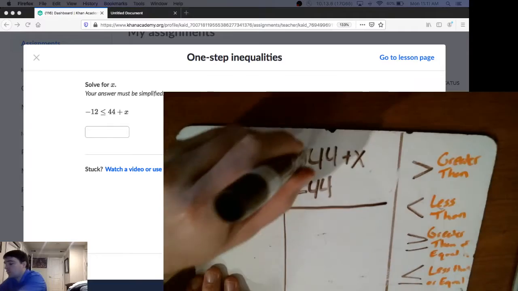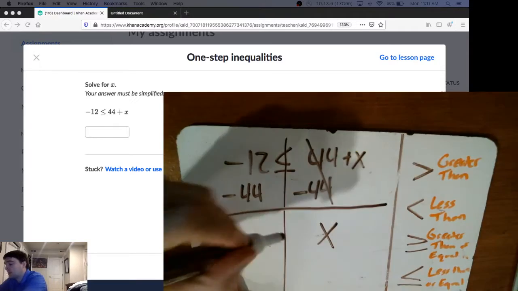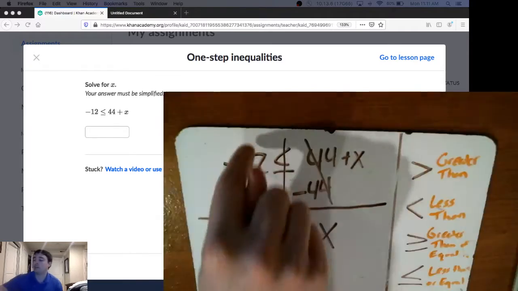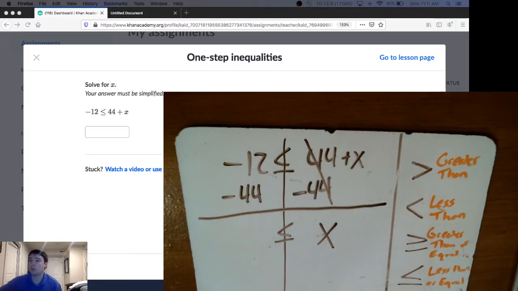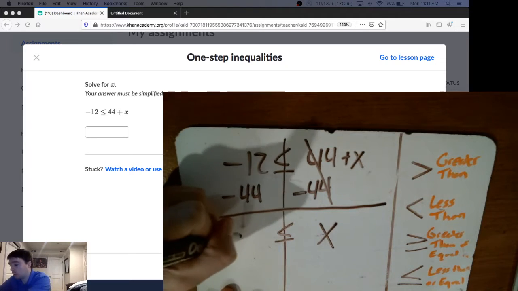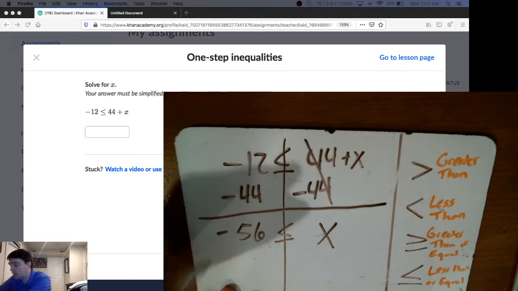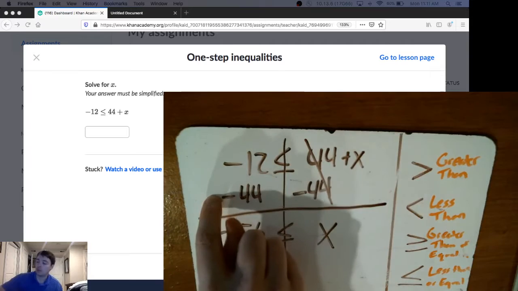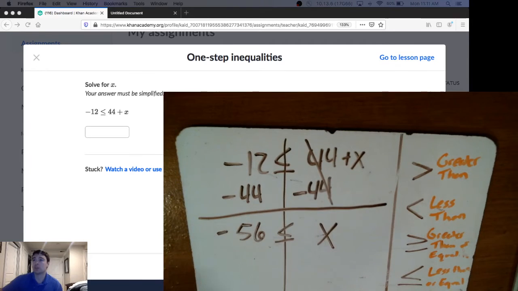So when I subtract 44 to get x all by itself, I need to figure out the value of negative 12 minus 44. Whenever I combine two negatives, it's a lot like adding, but on the negative side. So if 44 and 12 makes 56, then negative 12 minus 44 is going to make negative 56.